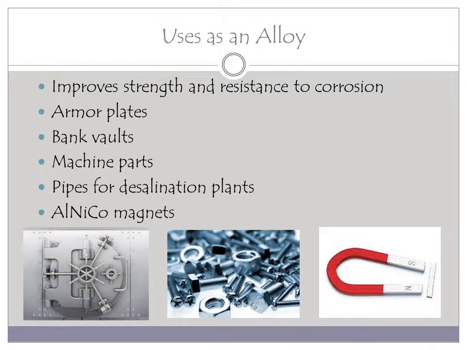Uses of nickel as an alloy. It improves strength and resistance to corrosion. It can be used for armor plates, bank vaults, machine parts, and pipes for desalination plants. And it can also be used to make alnico magnets.